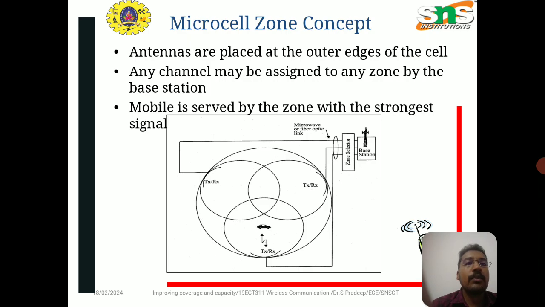The zone which has the strongest signal serves the mobile user by means of a zone selector used by the base station. The base station chooses the strongest signal by using the zone selector and gives it to the mobile user in the 3 different zones. Each transmitter and receiver in each zone is connected using a microwave or fiber optic link to the zone selector and to the base station.